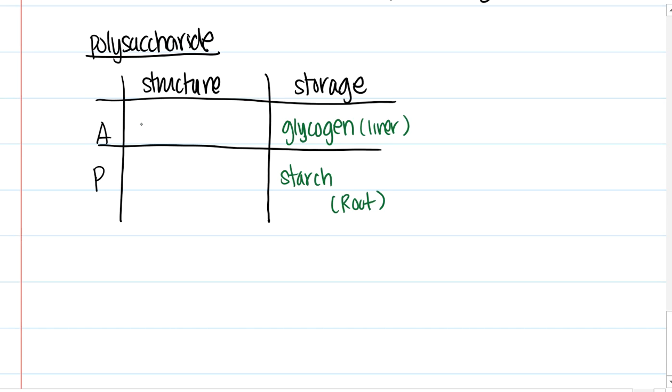For structure, animals, it's going to be chitin. Please don't call it by the wrong pronunciation. Sometimes people call it that, and I'm thinking, why are you shitting me, right? Anyways, it's chitin, and you will find this in the cell wall of fungi, but also in the exoskeleton of insects. And then we also have cellulose for plants, and cellulose is going to give a plant structure.